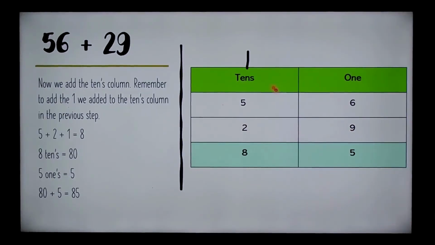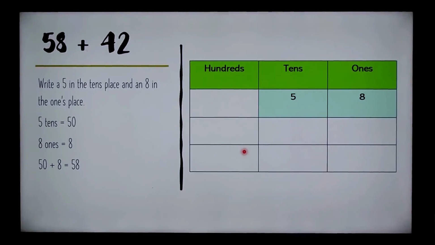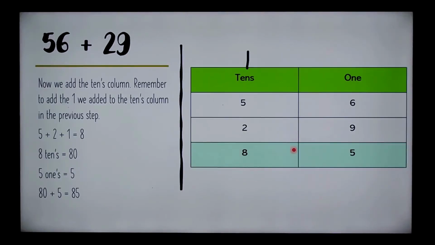So then we add up all the tens in the tens column, and we get 1 plus 5 plus 2, and that's equal to 8. So we are left with 85.